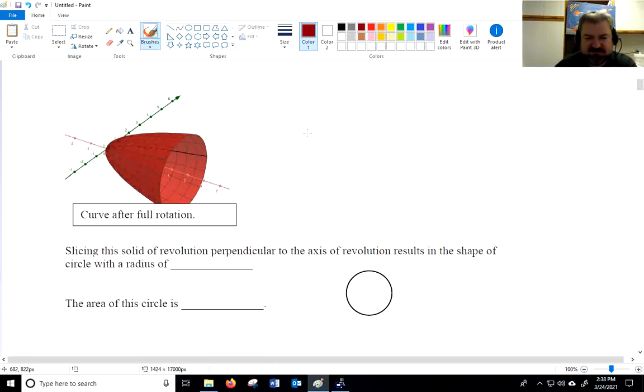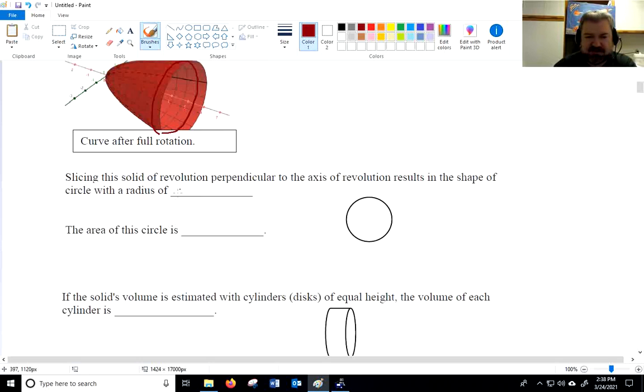So if I were to slice this solid of revolution perpendicular to the axis of revolution, what I would get is a circle. You could see each one of these sections is a circle. The circle would have a radius that is simply the distance of the curve, this length here, that is drawn around. That's the radius. My radius is simply the distance from the curve back to the axis of revolution, which in this case is just the x-axis. So it would have a radius of the square root of x, because that's the y-coordinate right here, which is the distance from the x-axis.